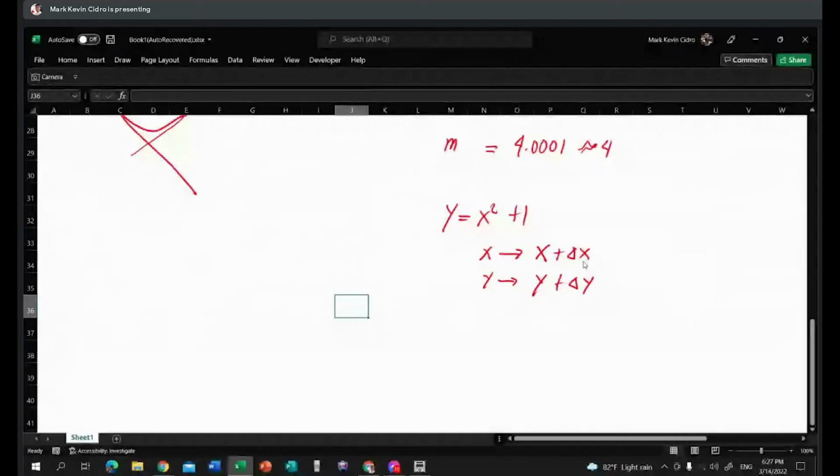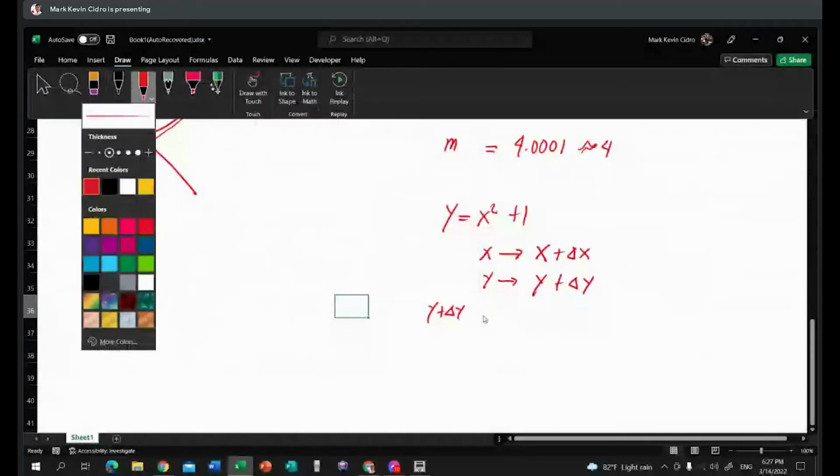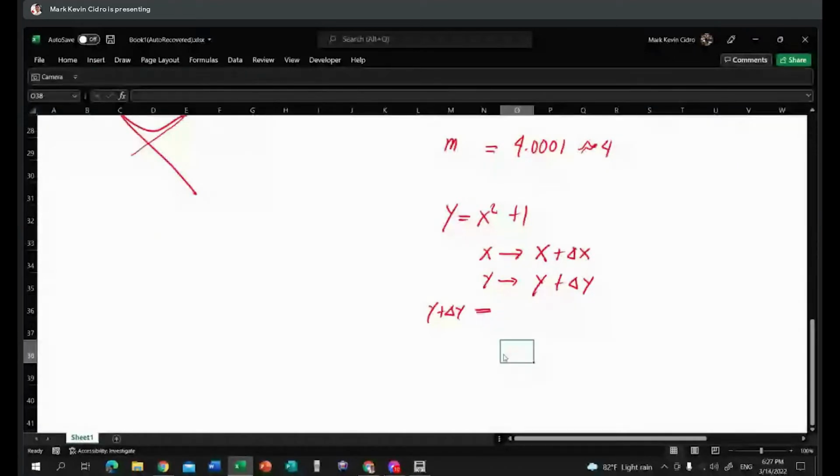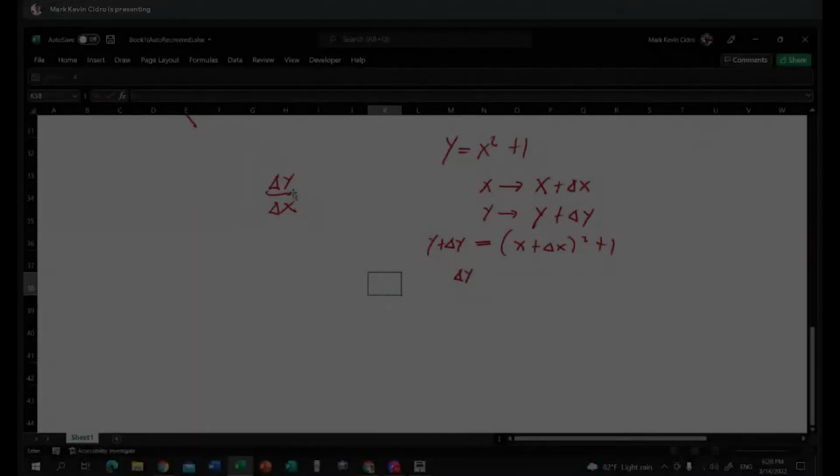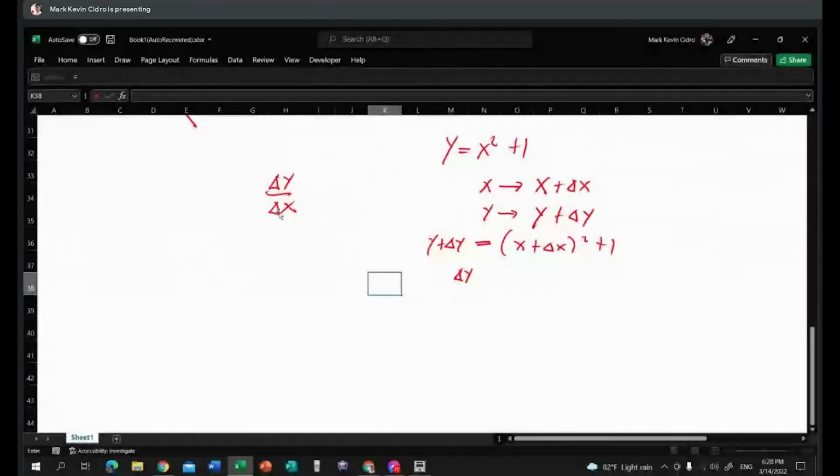So, we will substitute this here to the equation. You will substitute the value of x by x plus delta x. So, this will be (x plus delta x) squared plus 1. Okay, now, on the left side of the equation, ultimately, we should come up with this quantity, delta y over delta x. Delta simply means change.